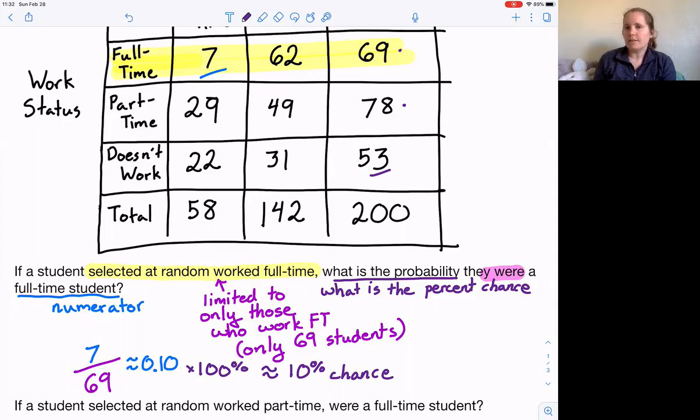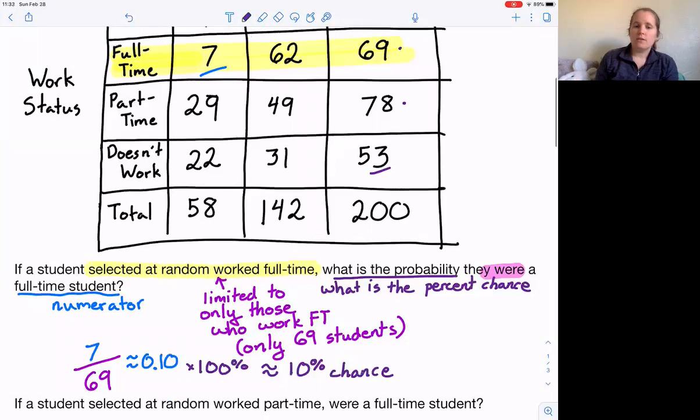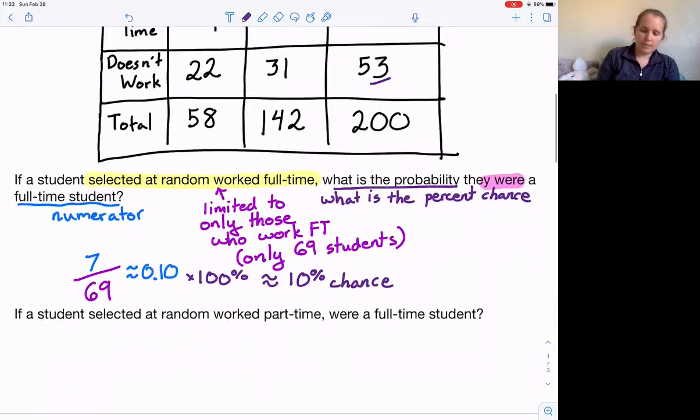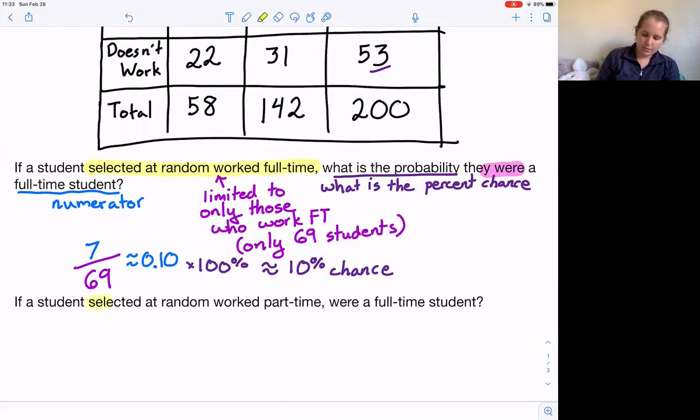And so these are more or less the same types of questions we were asking earlier. The difference here is that instead of being out of the overall 200, we are limiting ourselves to only a row or column. So the next question, we are limiting ourselves to only those who worked part-time. What is the probability they were a full-time student?